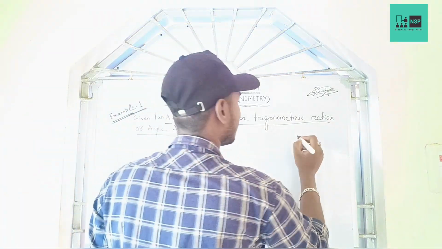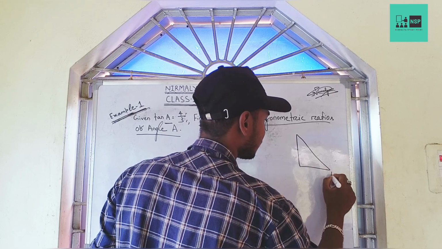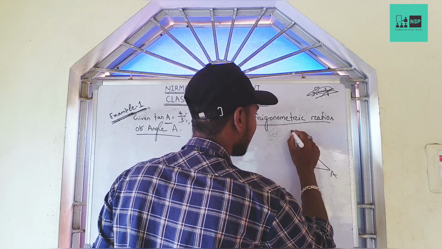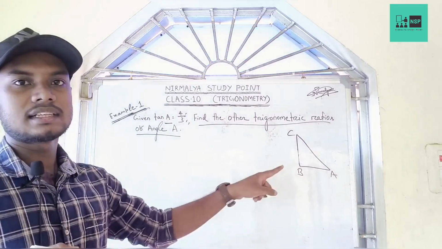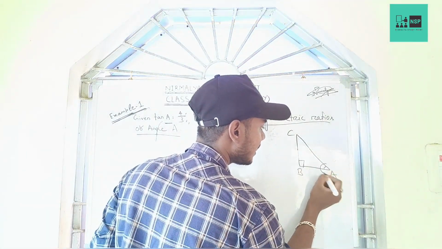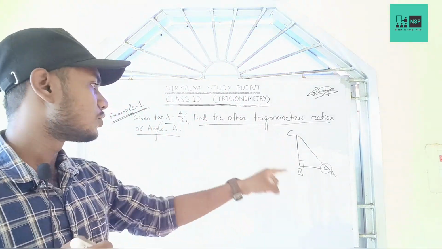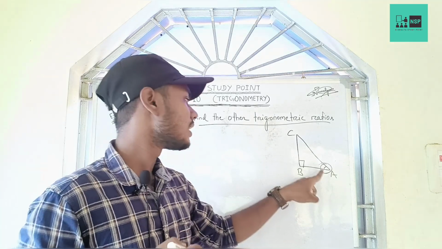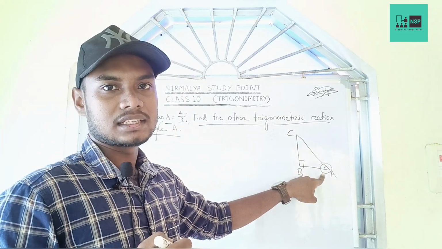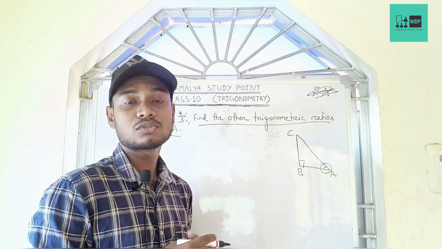Okay. So this is a right angle triangle A, B, C. In this case, the angle A is here. We have to find out all ratios by this angle. So this is angle A. So tan A is 4 by 3. What is tan A equal to 4 by 3? Let us see.